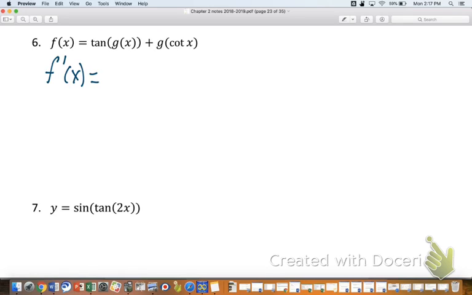Okay, so for this first one, tangent of g of x. Clearly composite, right? Something has been put into something else. What's the inside function for this first term? G of x is inside. Outside would be tangent. So if we're going to be differentiating, we need to differentiate the outside first. What's the derivative of tangent of whatever? Secant squared. So it'd be secant squared of g of x. But then I've got to multiply that by the derivative of that inside. In this case, that would be g prime. Good. Very well done.